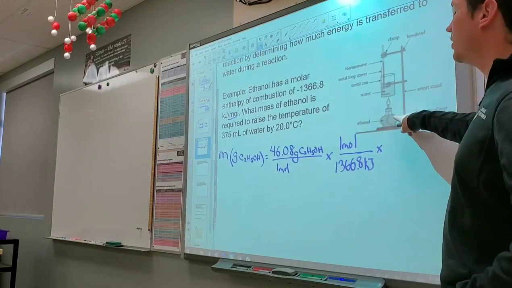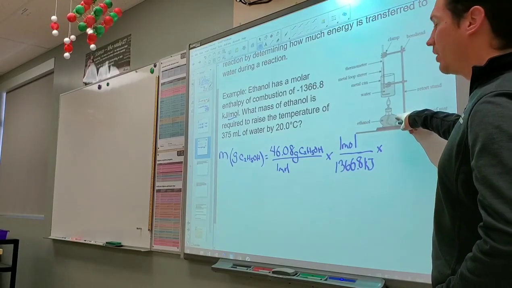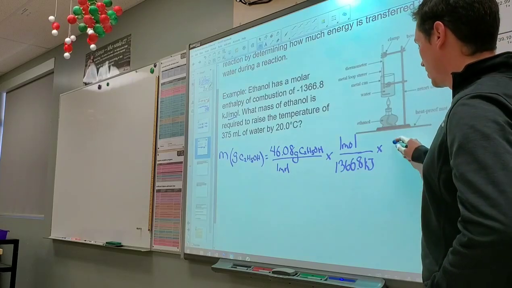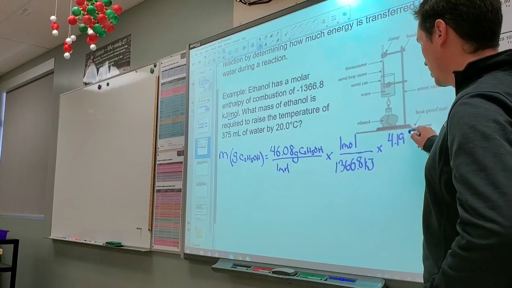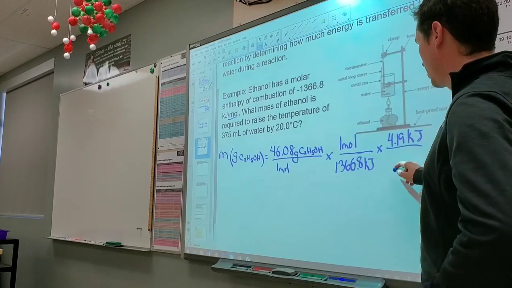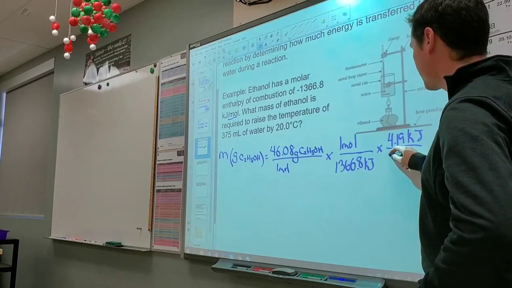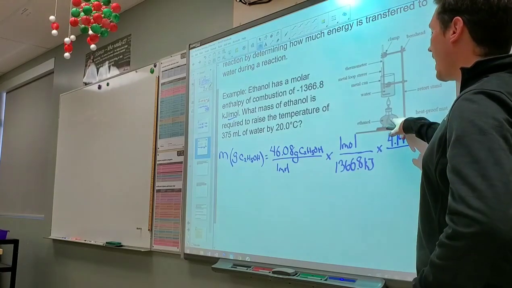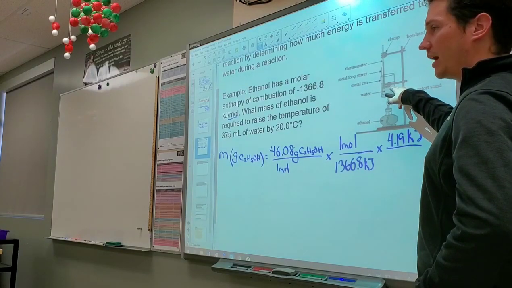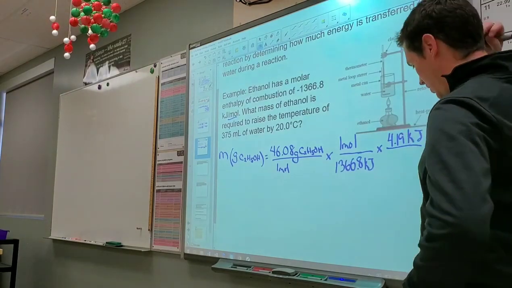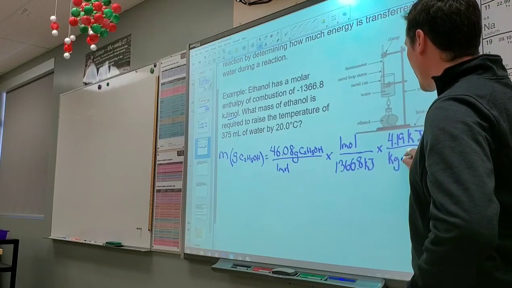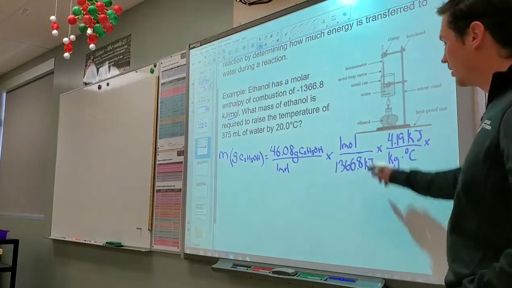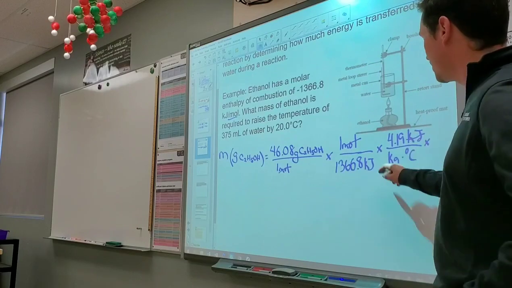Kilojoules. Well, the energy lost by the fuel is energy gained by the water, right? So what value do you want to use here? The reason we're not going to use a molar ratio is because is the ethanol reacting with the water in a chemical reaction? I meant like that. Okay, good. So kilograms, degrees Celsius. Moles and moles cancel out. Kilojoules and kilojoules cancel out.